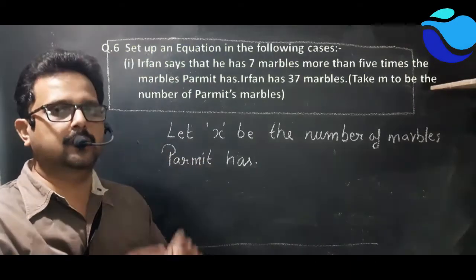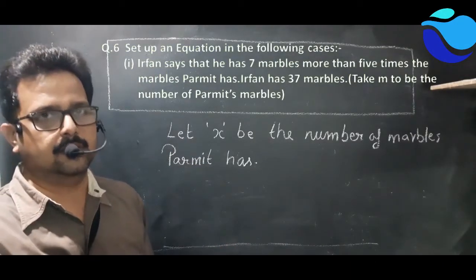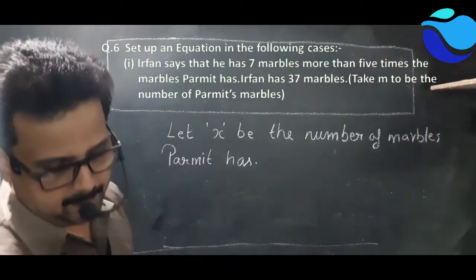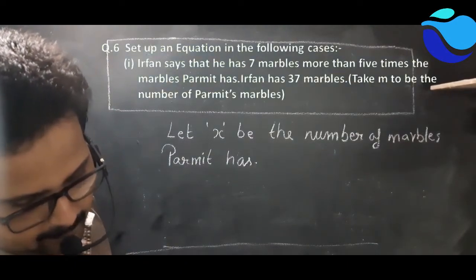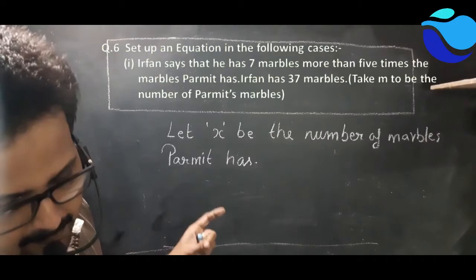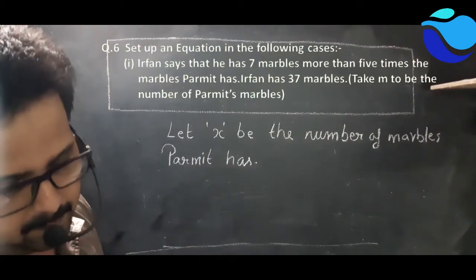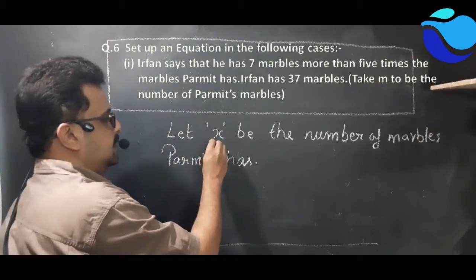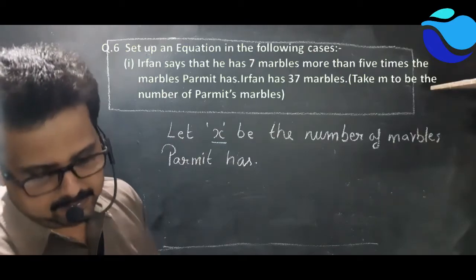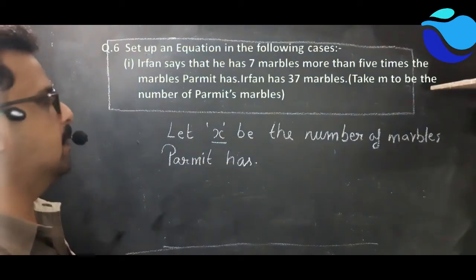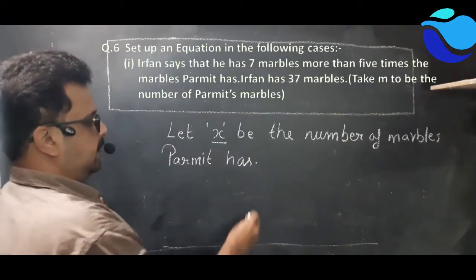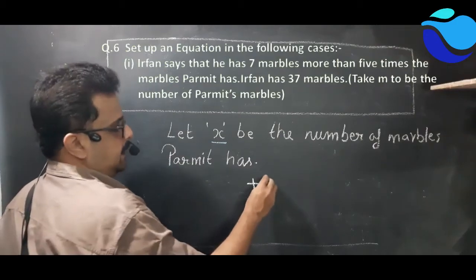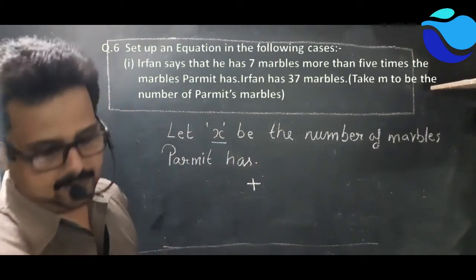Those conditions we have to convert into equations. So read that condition very well, then it will be easier for you to form the equation. They have given that he has 7 marbles more than 5 times the marbles Parmit has. We have identified here the number of marbles Parmit has is x. Then they have given 7 marbles more than. More than means which sign you have to put? Plus sign.